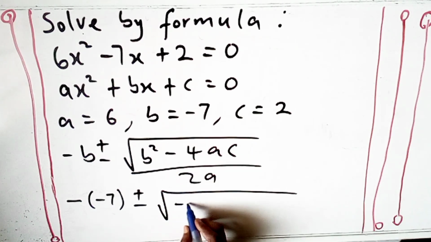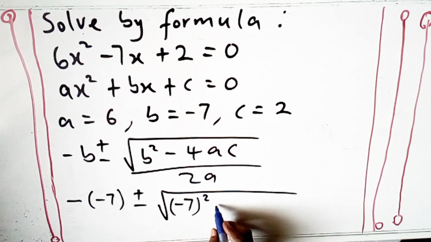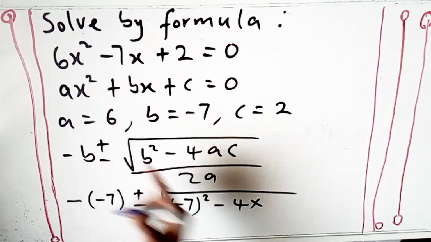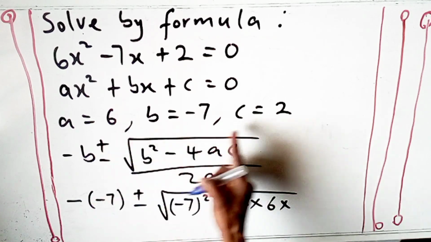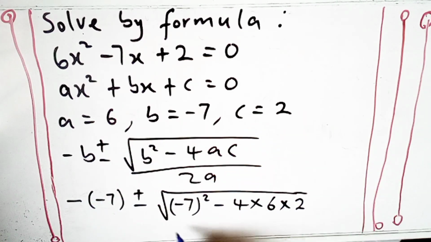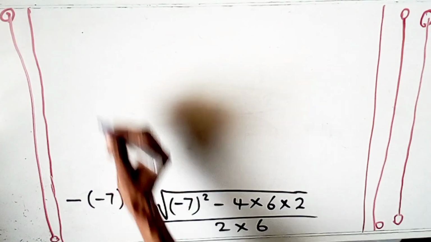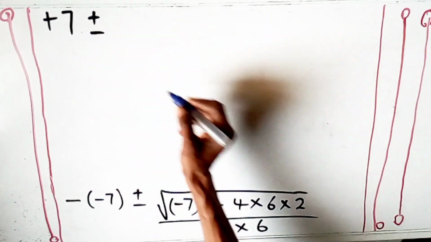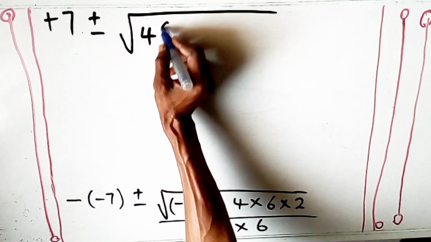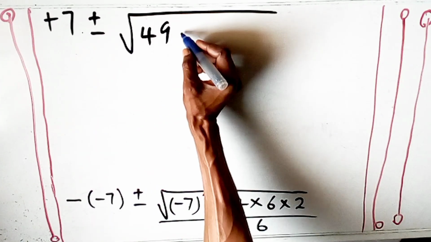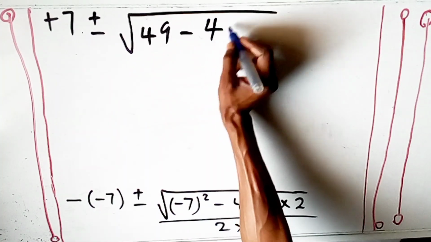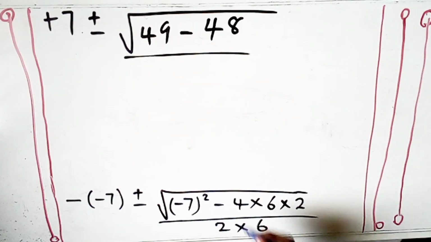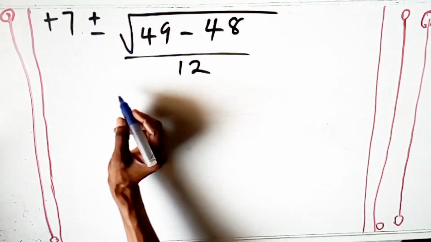Remember, b is minus 7. The sign is very, very important. So when we did that, that's what you can see on the board there. So 2 times our a, which is 6. So minus times minus, that will give us plus 7. So then plus or minus, then square root of 49, then minus 4 times 6 times 2, that will give us 48, then over 12.